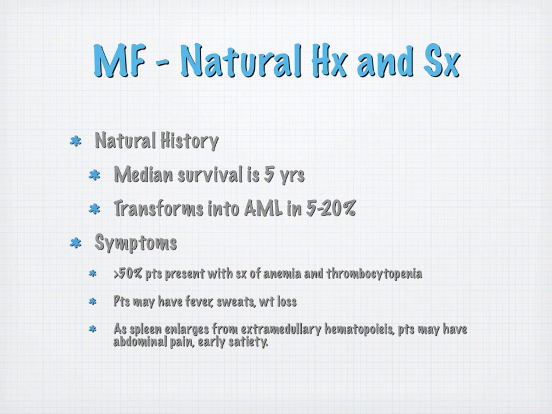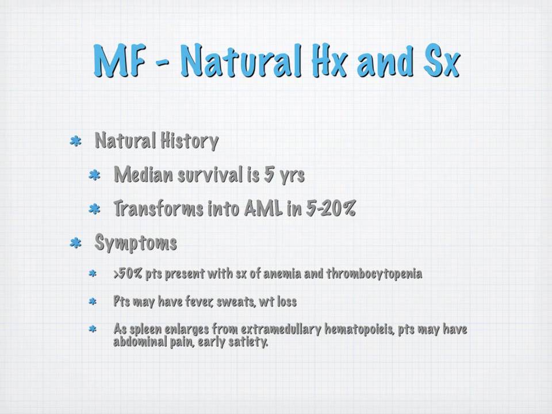All right, so myelofibrosis, natural history and symptoms. The natural history is that the median survival is 5 years, and it transforms to AML in 5 to 20% of people. As for symptoms, greater than 50% of patients present with symptoms of anemia and thrombocytopenia. Patients may have fever, sweats, and weight loss, and as the spleen enlarges, from the extramedullary hematopoiesis that we were talking about earlier, patients start to have abdominal pain and early satiety.